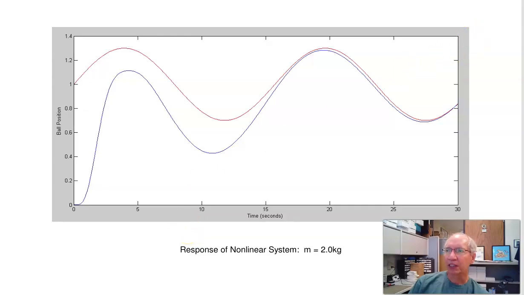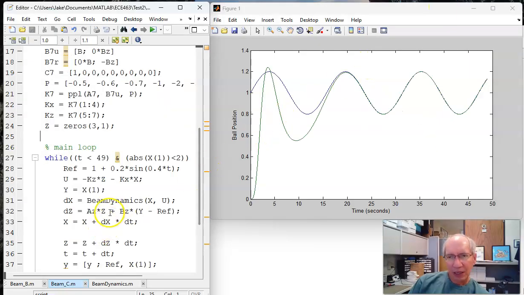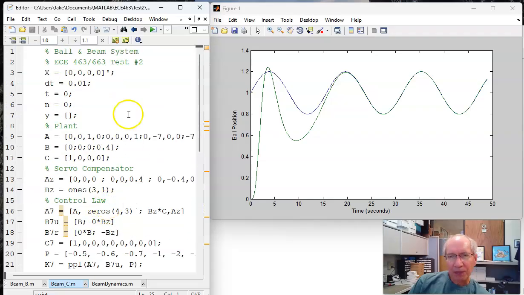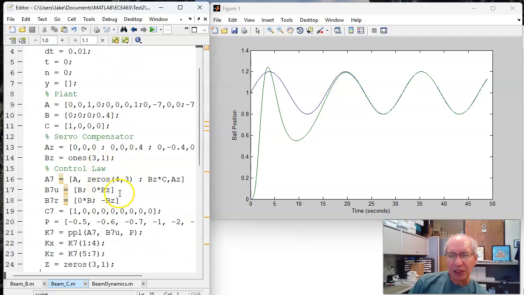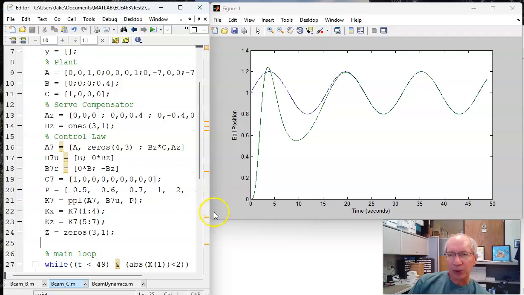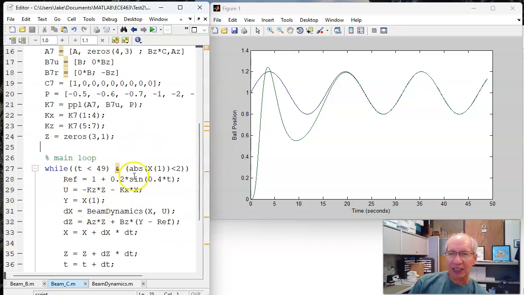If I try the nonlinear system, that'd be this guy right here. I've got the plant dynamics, add the servo compensator, create the augmented system, place the closed loop poles of the closed loop system, find the feedback gains, pull out k_x, pull out k_z, and then simulate it.